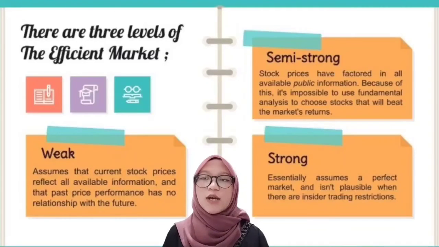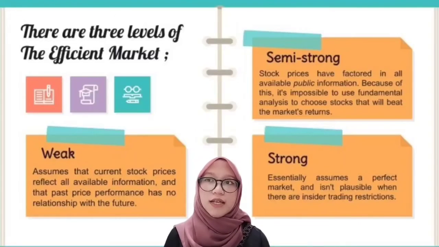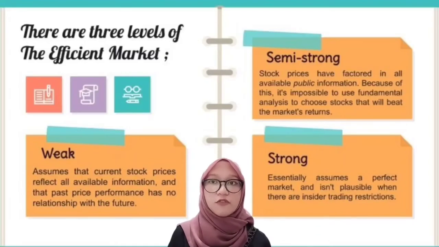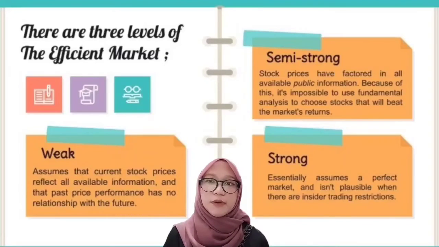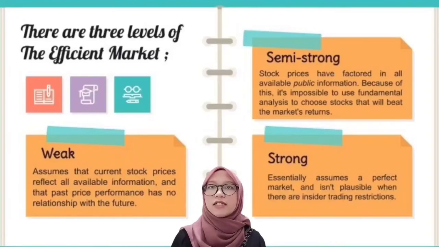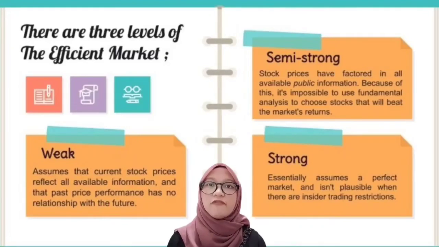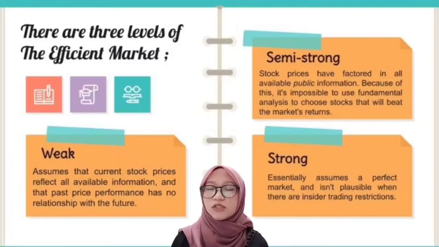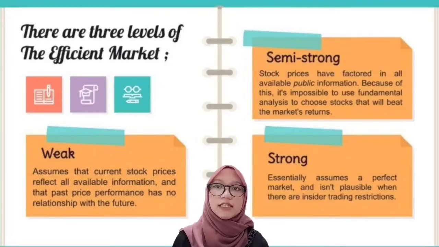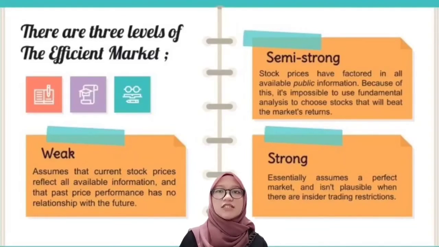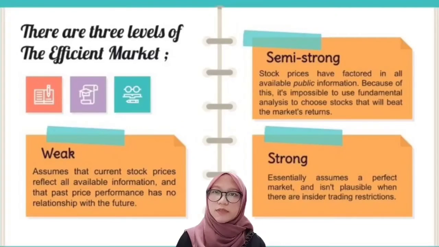What is weak? We assume that current stock prices reflect all available information and that past price performance has no relationship with the future. The next level is semi-strong. Stock prices have factored in all available public information. Because of this, it's impossible to use fundamental analysis to choose stocks that will beat the market's returns. And the last level is strong. It essentially assumes a perfect market and isn't plausible when there are insider trading restrictions.